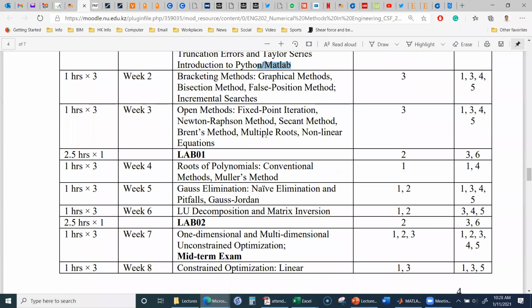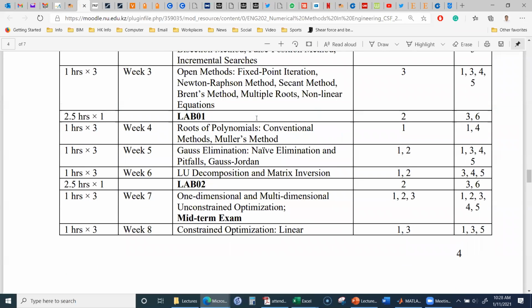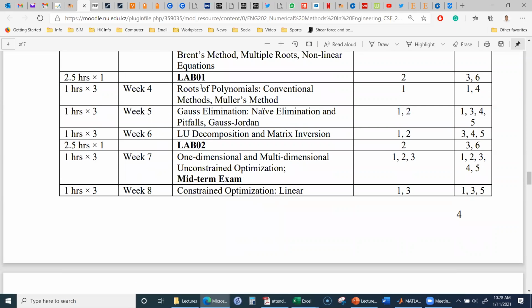And then we will also be talking about the open methods: fixed point iteration, Newton-Raphson method, secant method. So these are the methods also used for finding multiple roots of the nonlinear equation. So we will spend a whole 2 weeks for these two methods. And then there will be a lab.